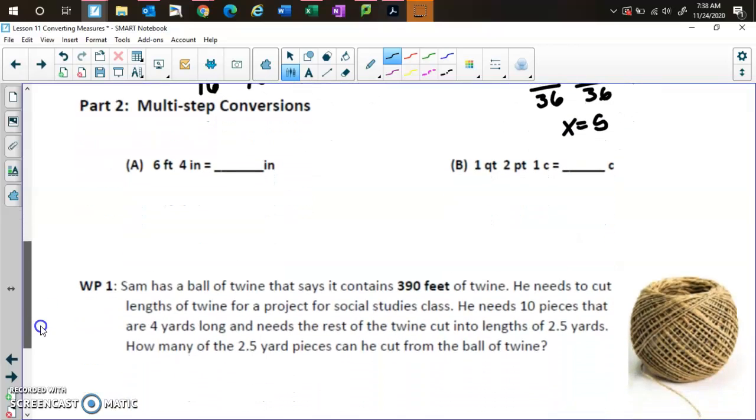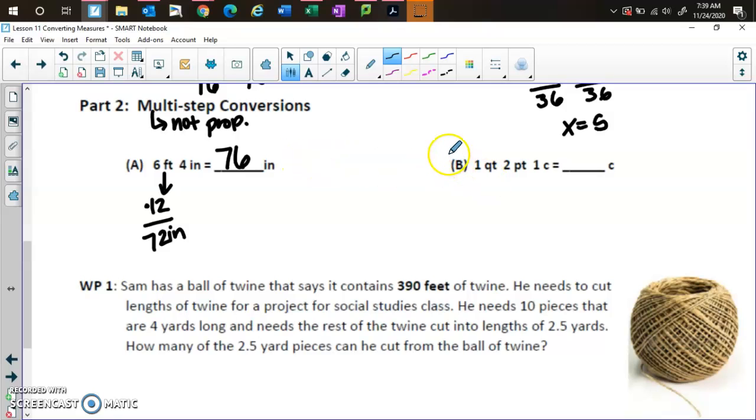Multi-step conversions down here, we're not going to have you solve proportions. So for multi-steps, you do not need to use proportions. You can just use your facts. 6 feet, 4 inches, we're going to inches. So 6 feet, you're going to do times 12, and that's going to give you 72 inches, plus 4 inches would give you 76 inches.